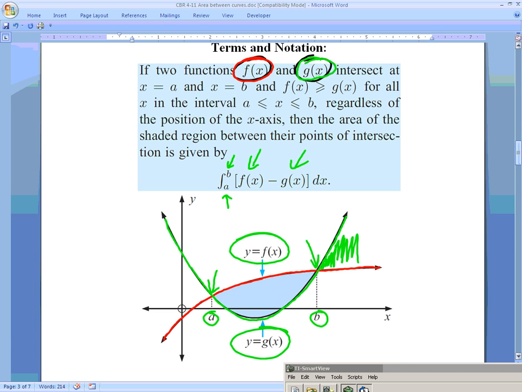We simply subtract our functions. As we know from our rules or properties of integration, we could also turn this into the integral from a to b of f of x dx minus the integral from a to b of g of x dx, and that would give us the same answer. These are equivalent. But again, you have to check to make sure which function is on top. Otherwise, you will end up with a negative area. So it's not the end of the world if you don't, but that's what we're looking for here.